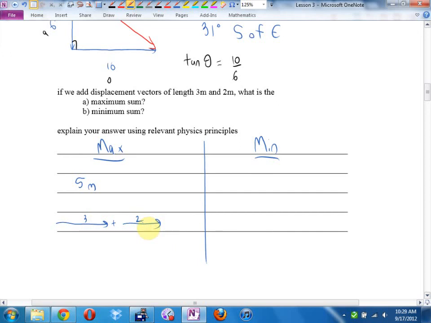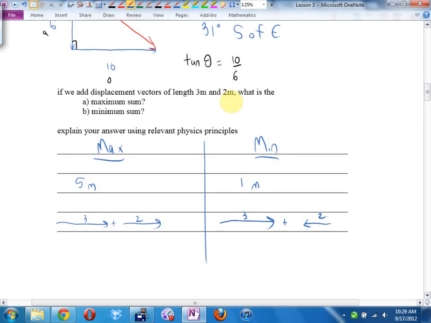Okay, what's the minimum? 1? How would I draw that? I would still add them together, but I would add them together that way. Right? Except they specifically said the lengths were 3 and 2. I'd be reluctant to introduce a sign in. Oh, could you flip them around and have a negative?